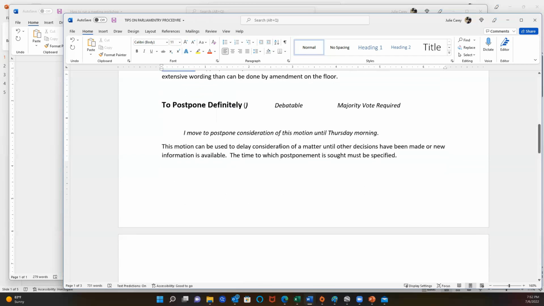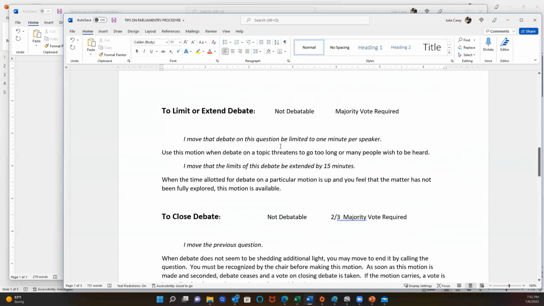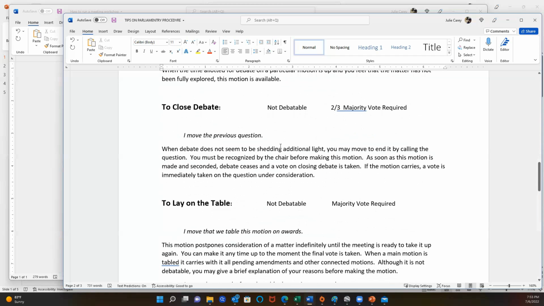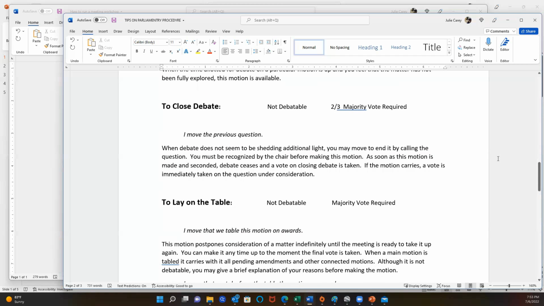Okay, next we're getting to extend or limit debate. That's if you have a set time and you think you need more time than's been allocated by the agenda. To close debate. Closed debate is not debatable, and it requires a 2/3 majority. And closing debate is moving the previous question. If you look this up in Robert's Rules of Order, it's going to be under P for previous question.